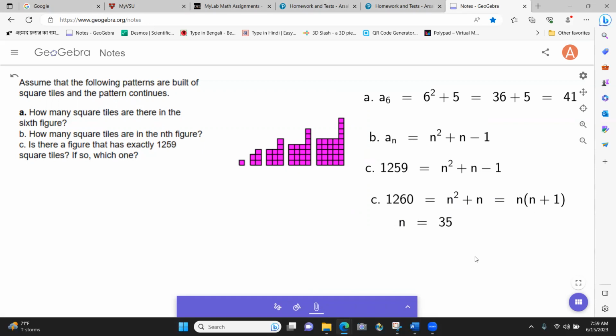And now we're going to go back and wrap up 4.3. 4.3 is included in your exam one. All right.